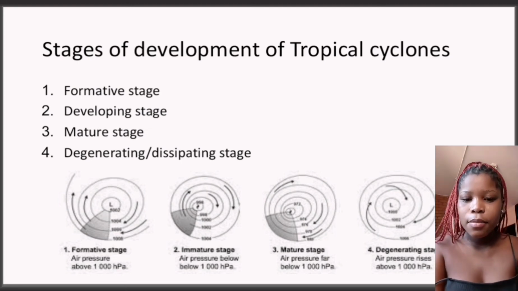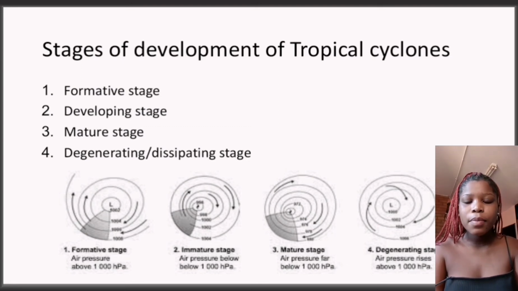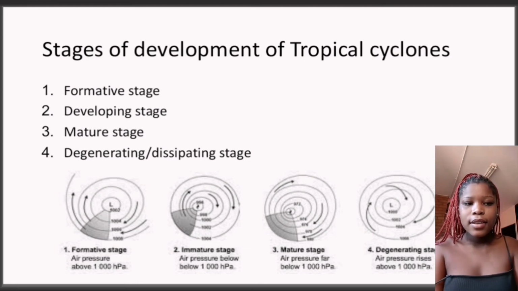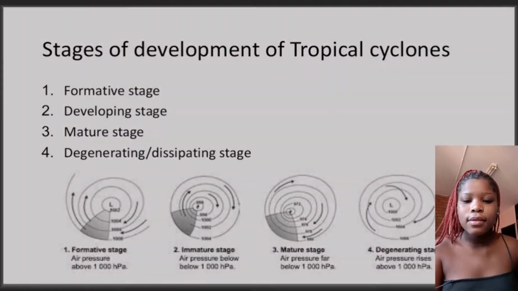The fourth stage is the degenerating stage. This is the dissipating stage of the tropical cyclone, where the surface pressure rises. The area affected by cyclones diminishes in size as it dissipates, due to friction and lack of moisture over the continent, or colder and drier air enters as they go poleward. The eye becomes wider. The air pressure rises above 1000 hectopascals.